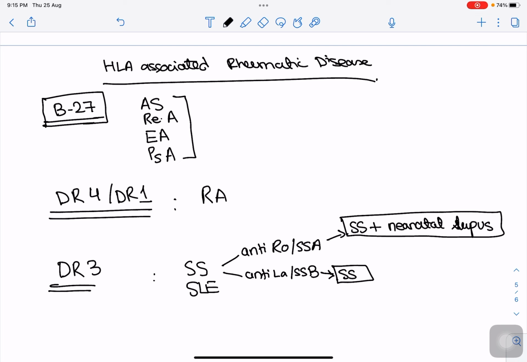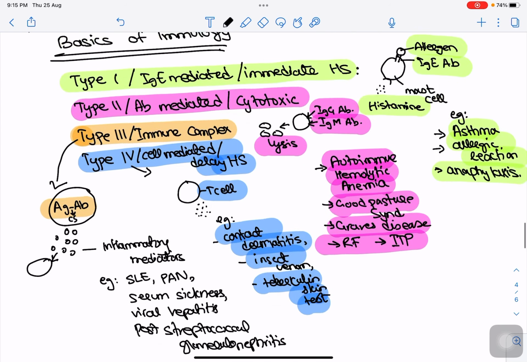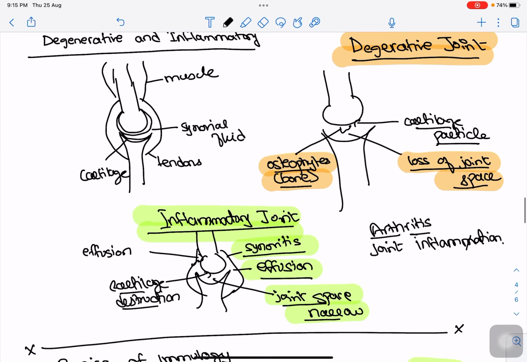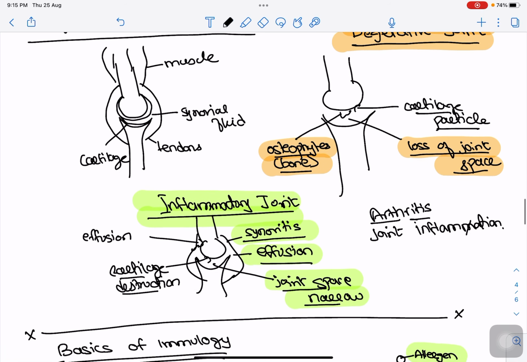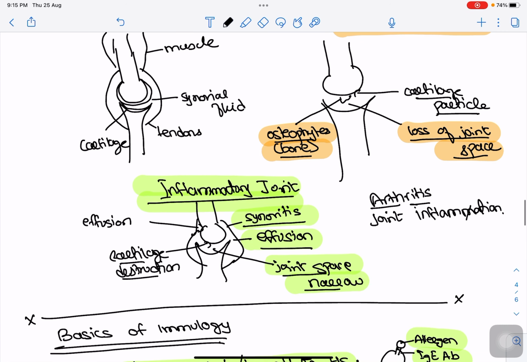So this comes to an end of what we have covered in the introductory chapter of rheumatology in Toronto Notes. If you go through the previous lecture that I've covered in this entire video, we have covered the difference between a degenerative and inflammatory joint. A degenerative joint would have a loss of joint space and osteophyte formation, whereas an inflammatory joint would have inflammation along with narrowing of the joint space, synovitis and cartilage destruction.